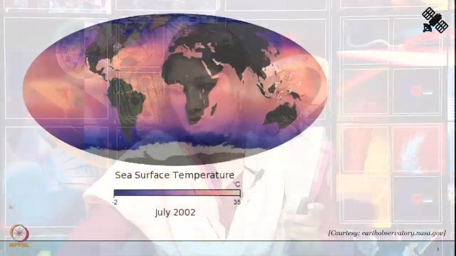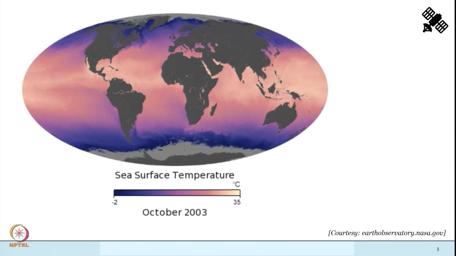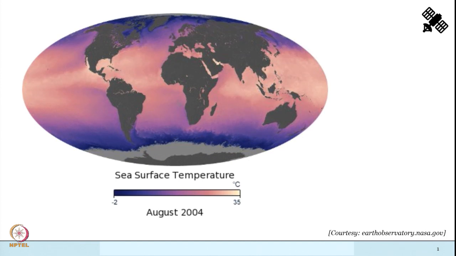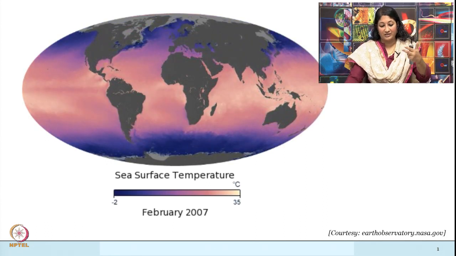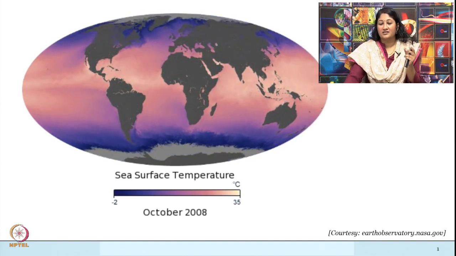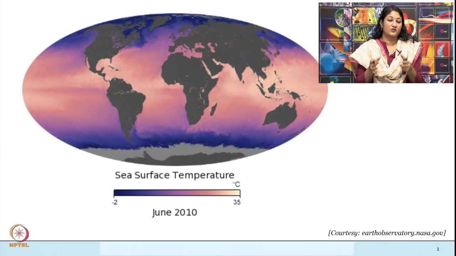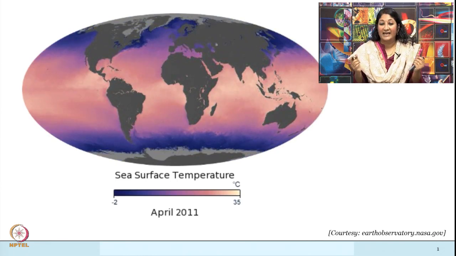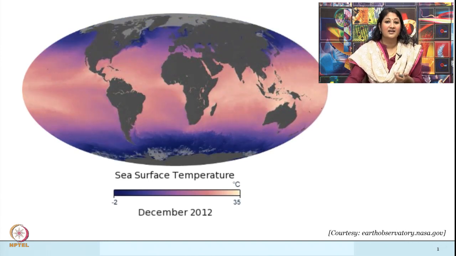Just to break the monotony, today let me begin by showing you the video of sea surface temperature from the Earth Observatory NASA.gov website. You see the colors here represent the sea surface temperature in degrees Celsius from minus 2 to 35 for different months and for different years. Oceans are a very important part and parcel of Earth's climate system because water stores thermal energy. And let us look at the Pacific and the North Atlantic.